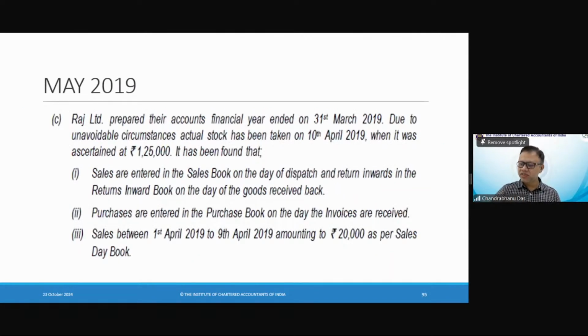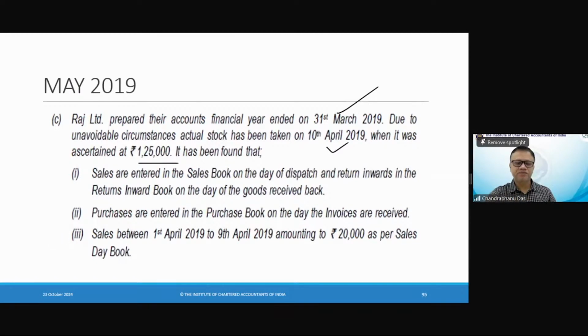Now, this is a question which came in May 2019. Raj has prepared his accounts on 31st March. Due to some unavoidable circumstances, actual stock taking was done on 10th April 2009, and it was ascertained at 1,25,000. So this stock which was taken on 10th April was ascertained at 1,25,000. That means when you find the stock on 10th April, you have to get it back to 31st March, which means you have to work towards the opening stock.